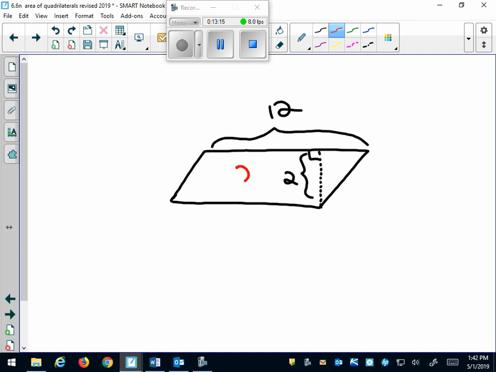24. Base times height, 12 times 2. Those are perpendicular to each other. So now, if I tell you that this side is 3, and I want to use that as my base, what I need is a perpendicular here, right, to use as my height. Something that's perpendicular to the 3 I need as my height. What would be the length of that?